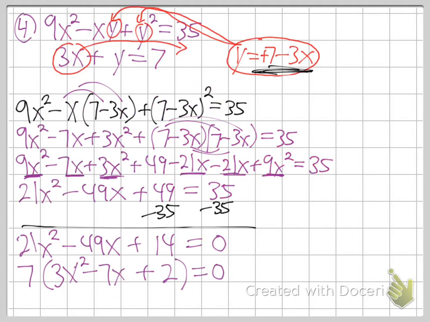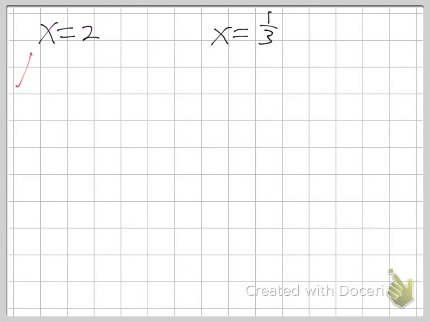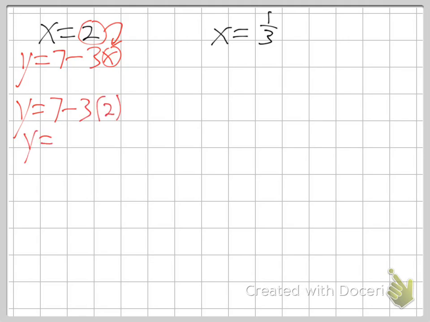All right, so we have our two answers. x is 2 and x is 1/3. Each of those now will go to a y answer. What was y? y is 7 minus 3x. So you grab that 2 and plug it in for x. 7 minus 3 times 2. 7 minus 6. y is 1. So that's the answer. x is 2, y is 1.